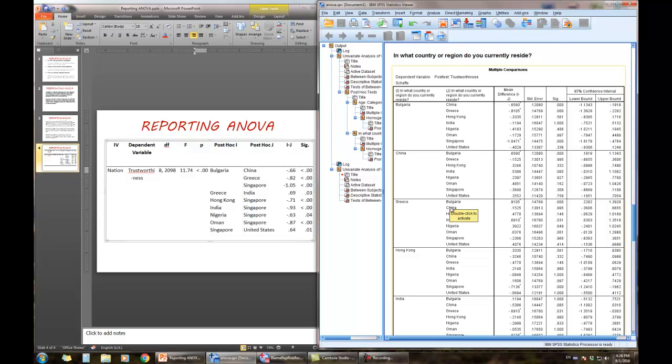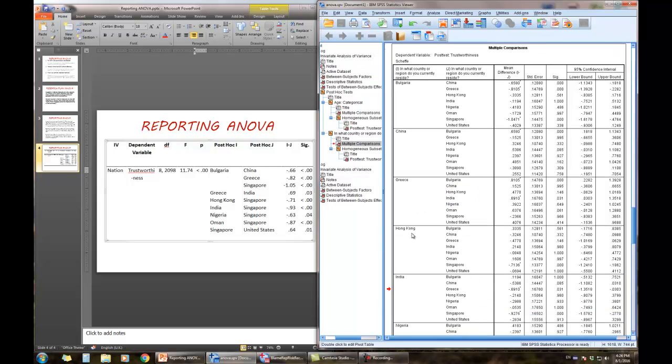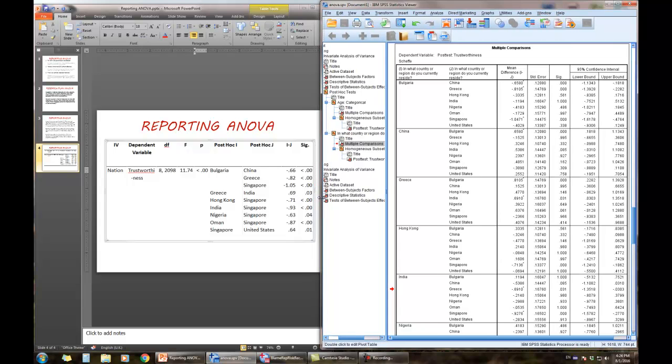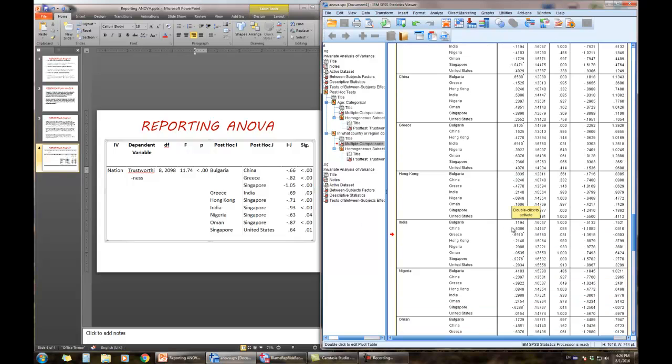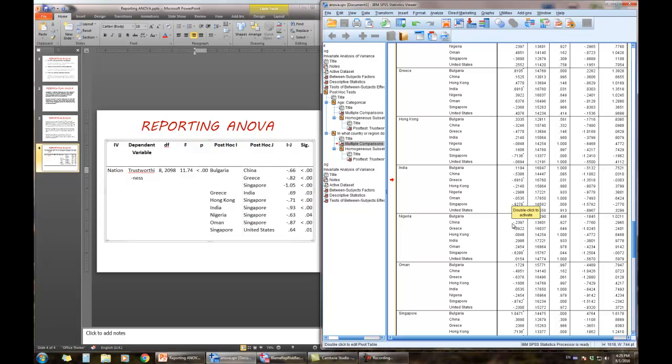Instead, we go down to Greece. Again, we've already reported the China-Bulgaria difference, so the only other one that there was a significant difference for was for India. And so we report the India, the 0.69 and the 0.03 on the significant difference, on the p-value, and then we come through the rest of them. You go one at a time through these.